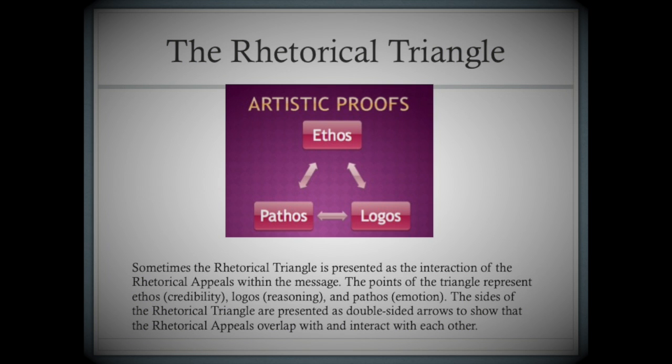Sometimes the rhetorical triangle is presented as the interaction of the rhetorical appeals within the message. The points of the triangle represent ethos, credibility, logos, reasoning, and pathos, emotion. The sides of the rhetorical triangle are presented as double-sided arrows to show that the rhetorical appeals overlap with and interact with each other.